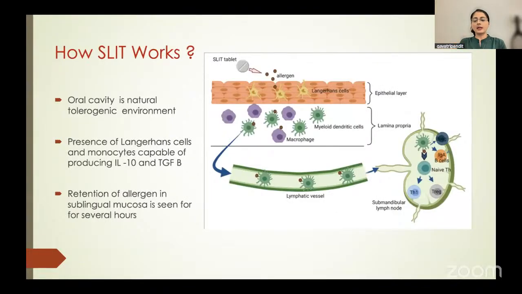A slight difference in the mechanism of sublingual immunotherapy from subcutaneous immunotherapy is that the oral cavity is a natural tolerogenic environment. When you take the sublingual drops, the changes occur in the Langerhans cells and monocytes, which are local lymphatic tissues in your Waldeyer's ring or in your sublingual area. These are the areas which take part in the development of tolerogenicity. One other very good thing is that the retention of allergen in the sublingual mucosa is seen for several hours, and in some studies it has been there for more than 24 hours also.